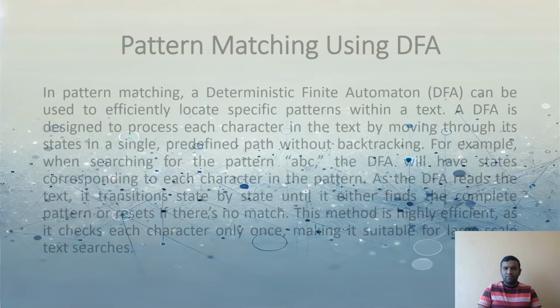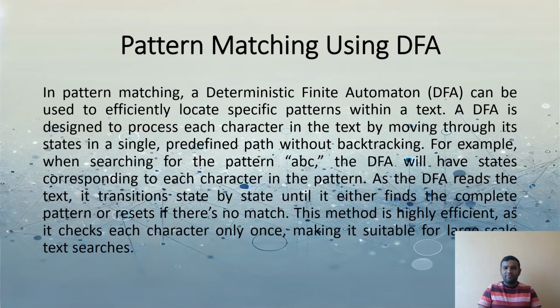Next, we have the pattern matching using DFA. This is what we were looking for in the video. A DFA can be used to efficiently locate specific patterns in a text. A DFA is designed to process each character in the text by moving through its states in a single predefined path without backtracking. For example, when searching for the pattern ABC, the DFA will have states corresponding to each character in the pattern. The DFA reads the text and transitions state by state until it finds either the complete pattern or resets if there is no match. The method is highly efficient as it checks each character only once, making it suitable for large-scale text searches.